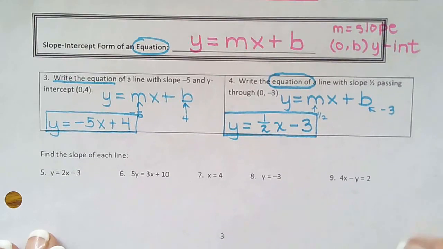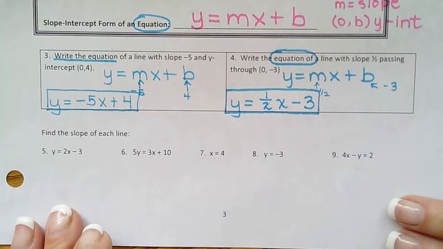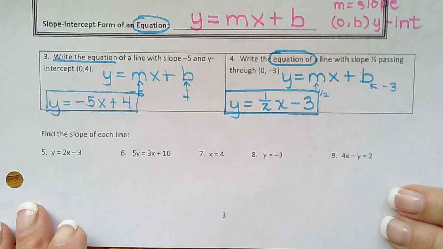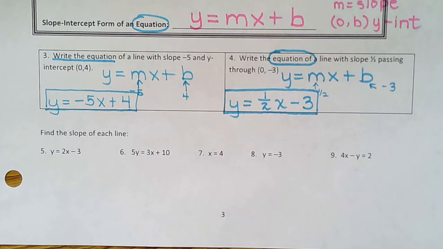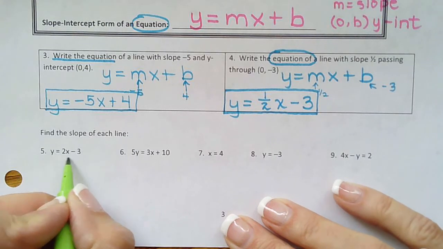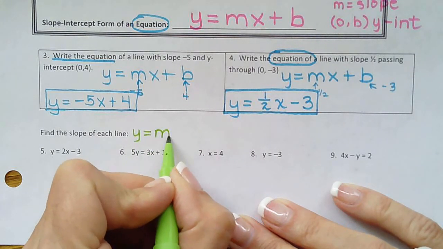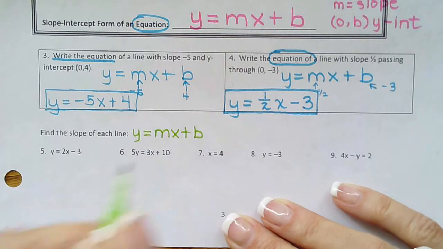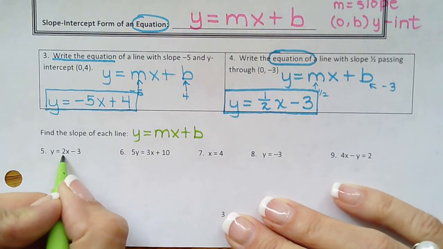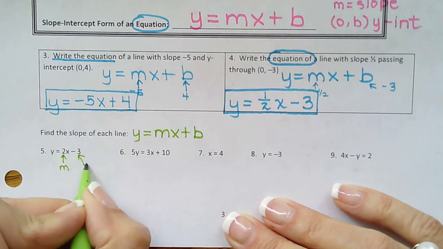We're finding the slope. And remember, to find the slope of an equation, you have to solve for y, because I can't tell what the slope is until I've solved for y. So in this first one, see how y is already alone? So I can go right here and go, oh, this is y equals mx plus b. So my m is here, and my b is here.